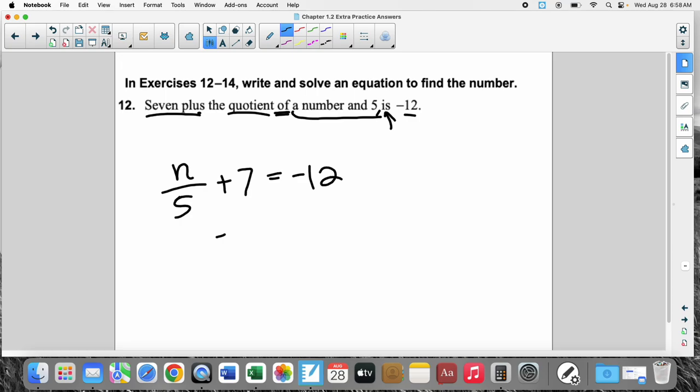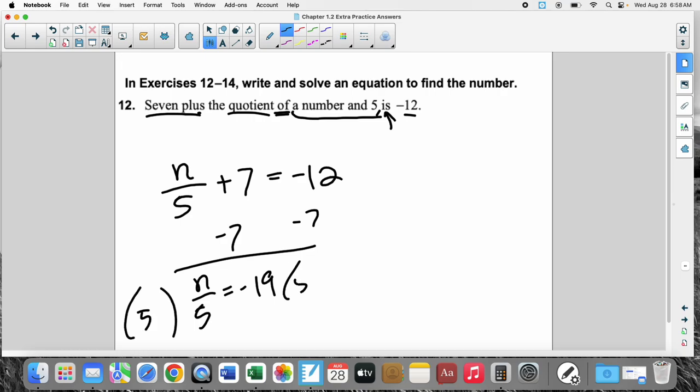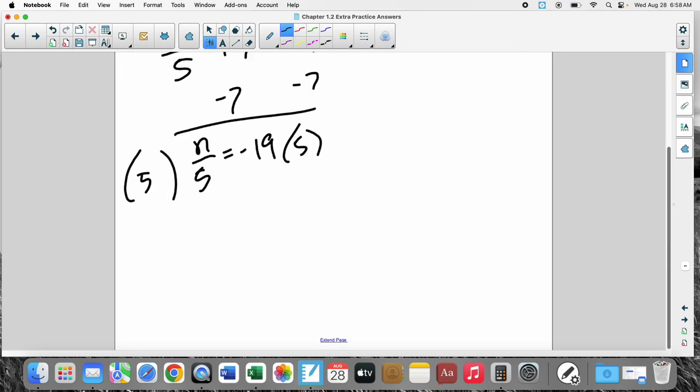Yep, so let's subtract 7 first. We get n over 5 equals negative 19. We're going to multiply both sides by 5. And that leaves me with n equals negative 95. Yeah, negative 95.